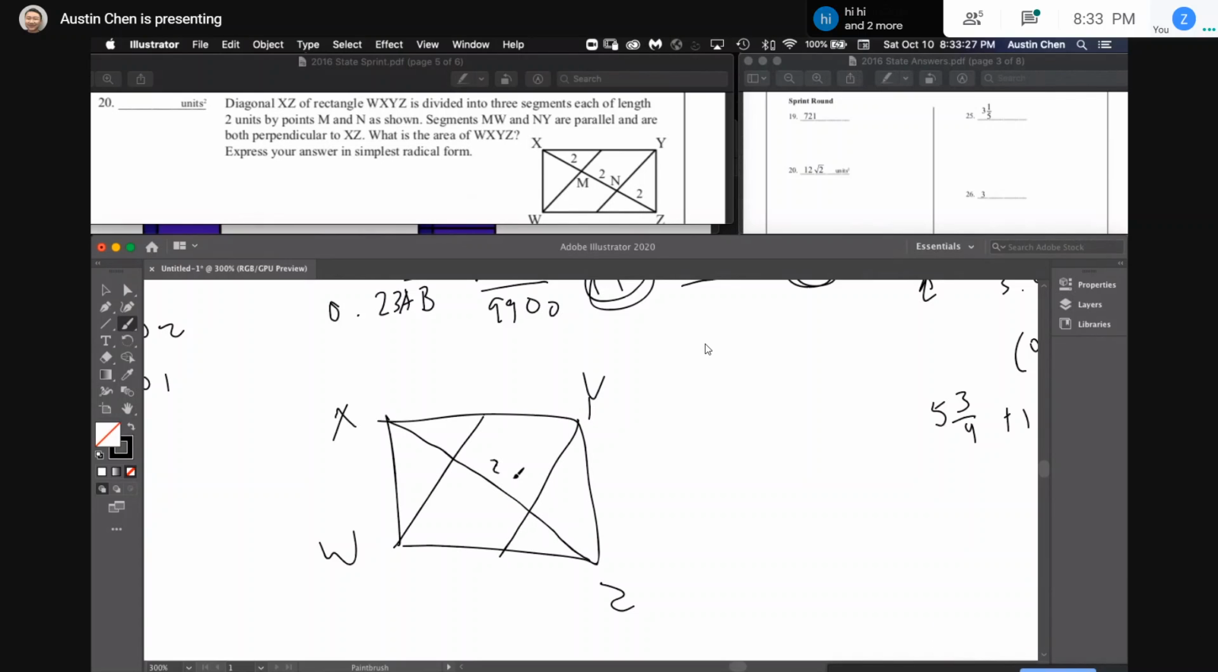It's going to divide it into 2, 2, and 2. These points are M and N. And we have to find the area of the rectangle. All right.